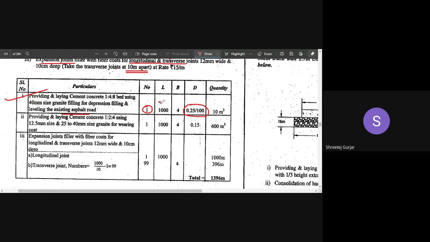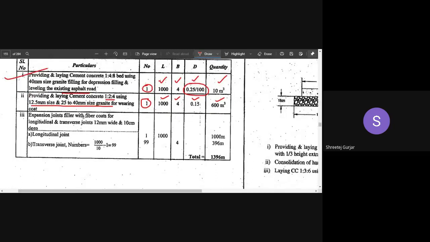Length is 1000, that is 1 kilometer, and breadth is 4 meters, as given in the question. This is the depth which we have calculated. Multiply all of this and you will get the quantity in meter cube. Now, providing and laying cement concrete 1:2:4 using granite as aggregate. So one number of lane: 1000 is the length, 4 is the width, and 0.15 is the depth of that layer. So L into B into D into number will give you your quantity, 600 meter cube.